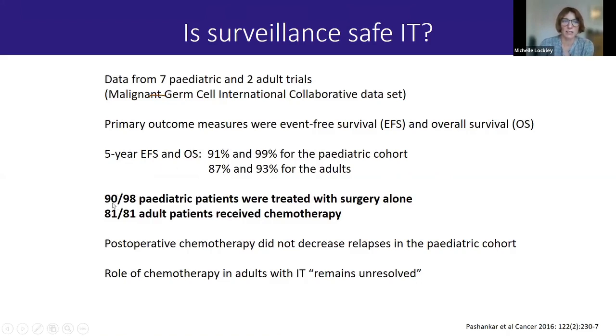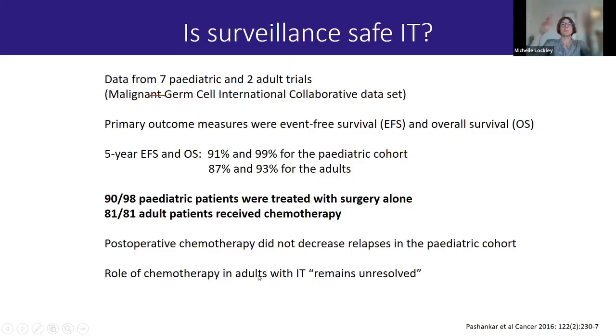The children, hardly any of them had chemotherapy. They were nearly all treated with surgery alone, but all of the adult patients received chemotherapy. And this is probably because of what our guidelines tell us. So what they were able to conclude was that post-operative chemotherapy did not decrease relapse in the pediatric cohort. So yes, surveillance is safe in children, but the role in adults remains unresolved.